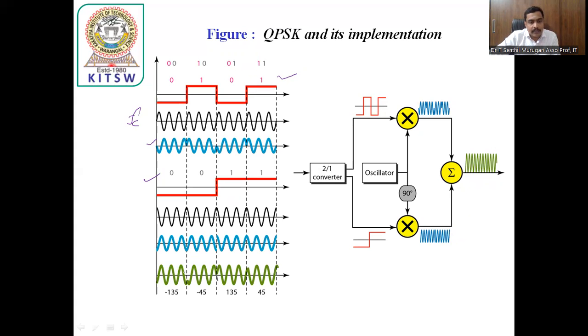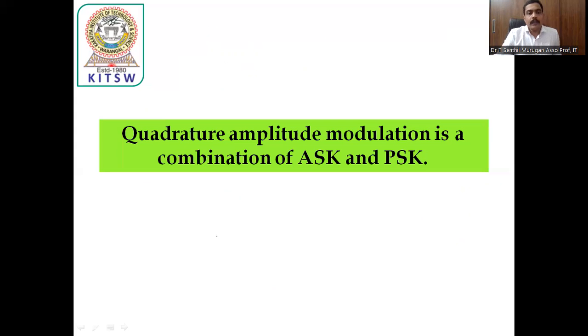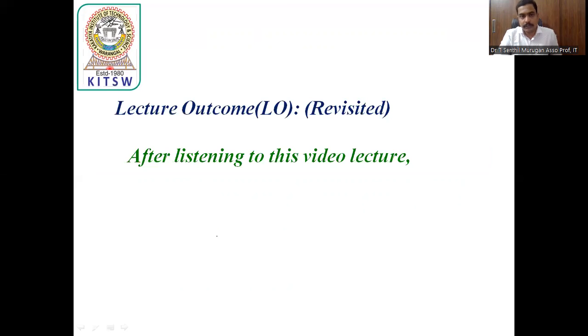You just see here: 0, 0. Here 0 is there, here 0 is there. Whenever we are representing 0, 0, the signal becomes like this. Wherever the signal is 1 and 0, we can send data like this. So this is the quadrature shift keying technique. Quadrature amplitude modulation is a combination of amplitude shift keying as well as phase shift keying techniques.